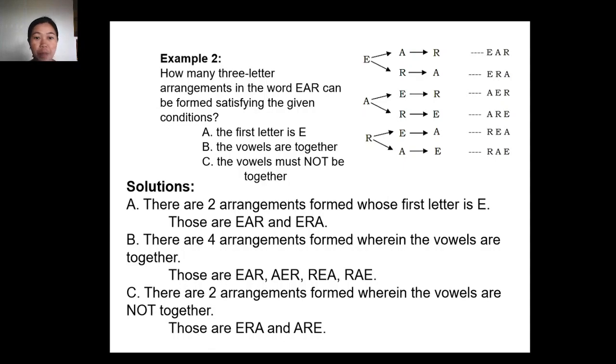Then, for letter C, the vowels must not be together. So, hindi dapat magkatabi yung vowels. So, how many possible arrangements do we have for the given condition in letter C? The answer for letter C is there are 2 arrangements wherein the vowels are not together. So, ano yung arrangement na yun that the vowels are not together? Those are E-R-A and A-R-E. So, hindi magkatabi yung E at saka A. So, we have only 2 arrangements wherein the vowels are not together. Okay.